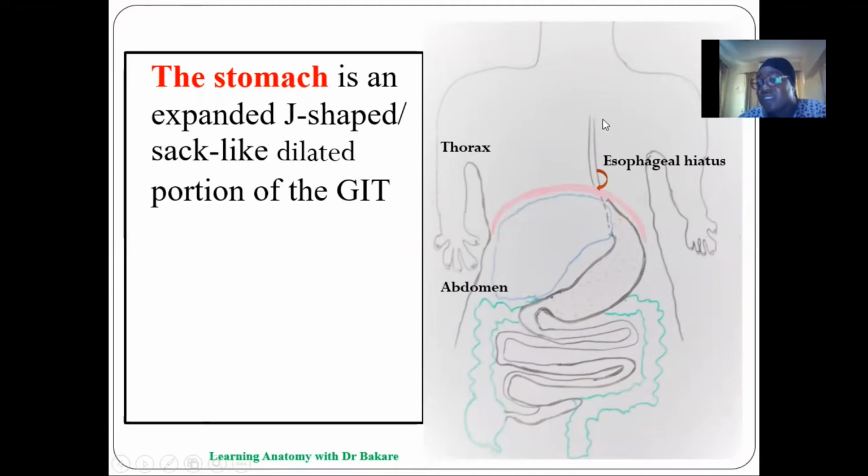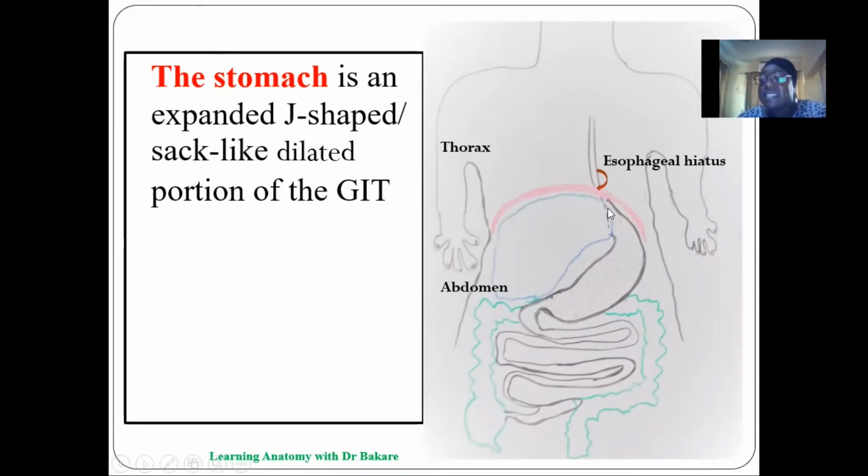So we have the esophagus running through the thoracic cavity and it needs to enter into the abdominal cavity. And it can only do that by piercing the diaphragm, thereby creating a hole on the diaphragm that is called the esophageal hiatus. So it is through this esophageal hiatus that the esophagus penetrates into the abdominal cavity.